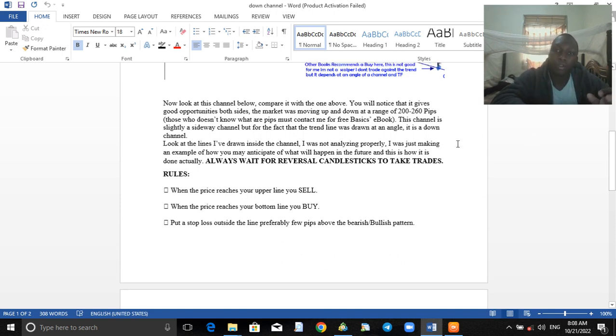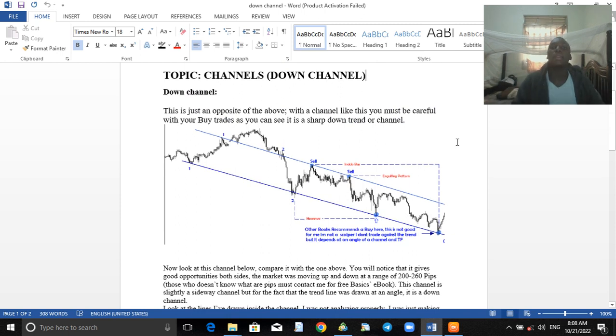Now, after you've drawn a proper trend line, there's no way you can miss out on a trade on a channel, because one of the things which is easy to trade in forex is channels. So find a way to be perfect at trading channels, but the easiest way to trade channels is drawing proper trend lines. Very good. If you're drawing proper trend lines, there's no way you can fail.